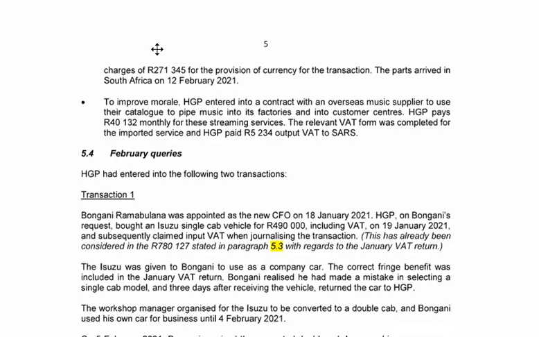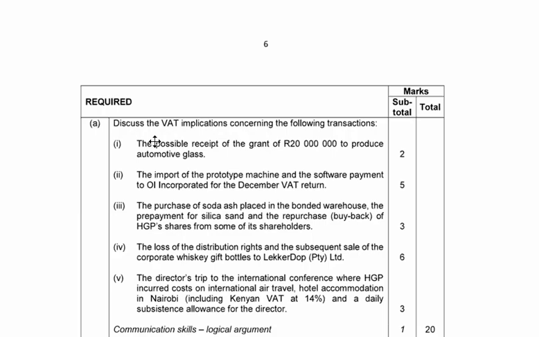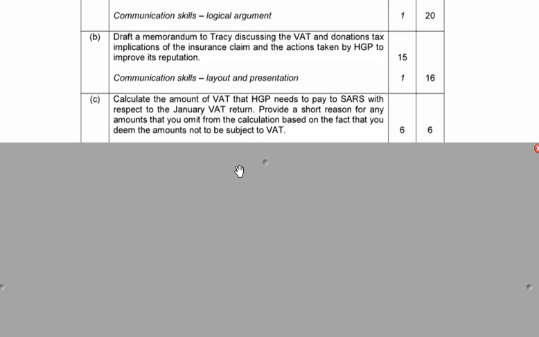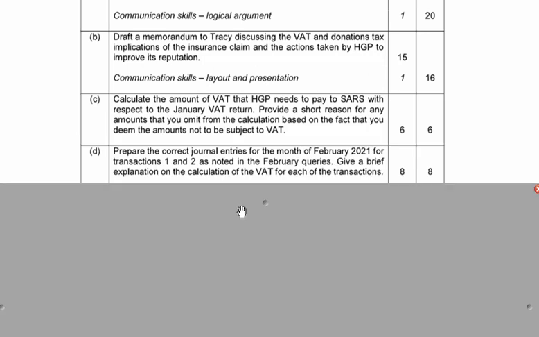So let's go back to the required and let's read. What does it say in the required? It says prepare the correct journal entries for the month of February 2021 for the transactions 1 and 2, as noted in the February queries. Give a brief explanation on the calculation of the VAT of each of these transactions. So, guys, we got to do the correct journal entries, not correcting.